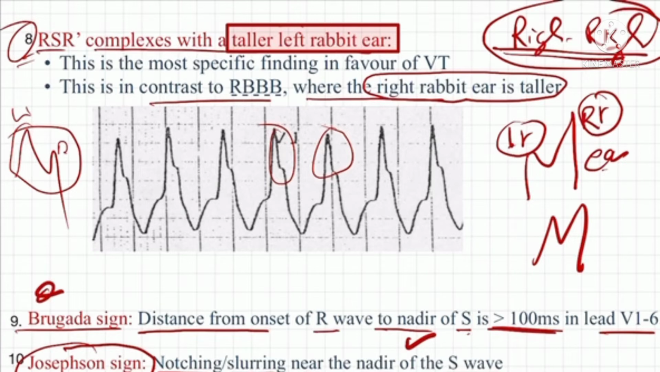In emergency cases, the opposite happens, that left is taller. For you to remember, left ear is taller, that suggests VT. 9 point is Brugada sign.